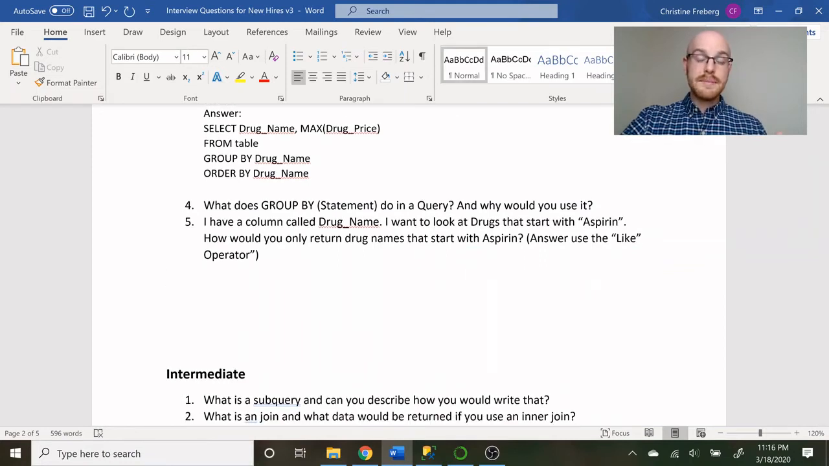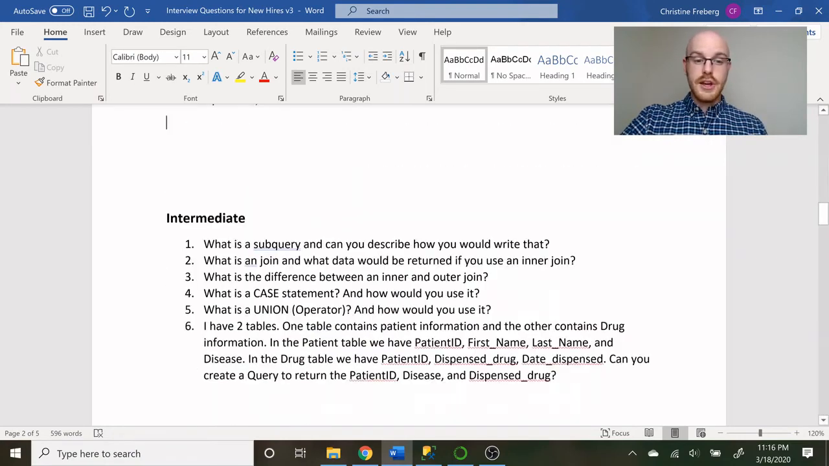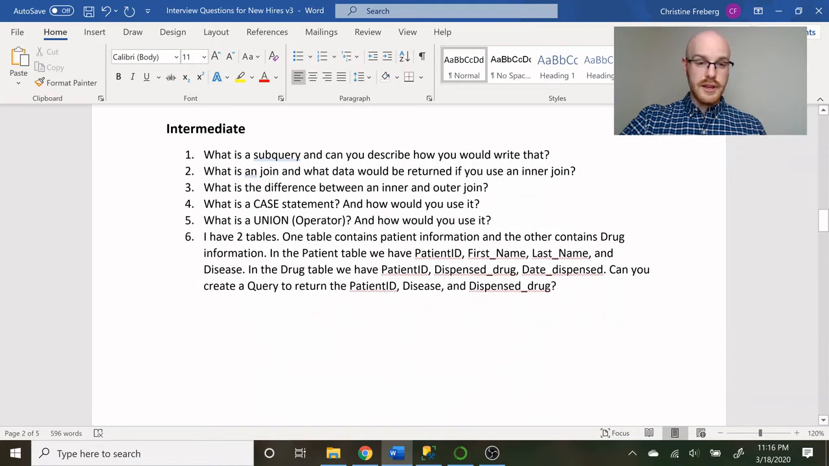So now let's move on to some intermediate questions. They're going to be a little bit more difficult, a little bit more challenging than the beginner questions. I think the beginner questions are more geared towards entry-level data analysts, where the intermediate might be a little bit more difficult or for a higher level position. But you never know, they might be asking really difficult questions for that entry-level job. I don't know. So let's look at these intermediate questions really quick.